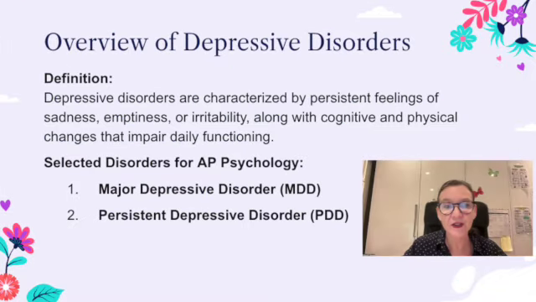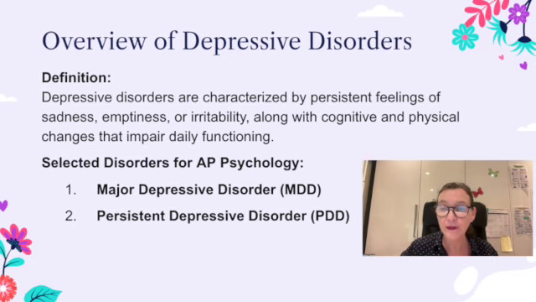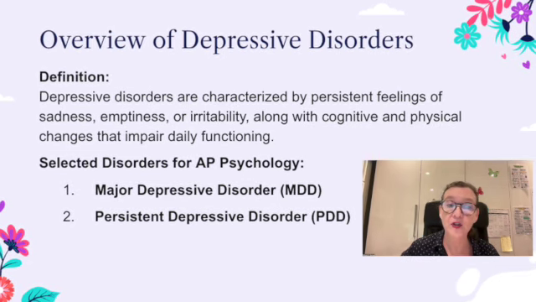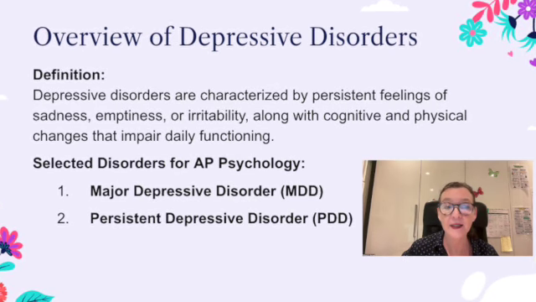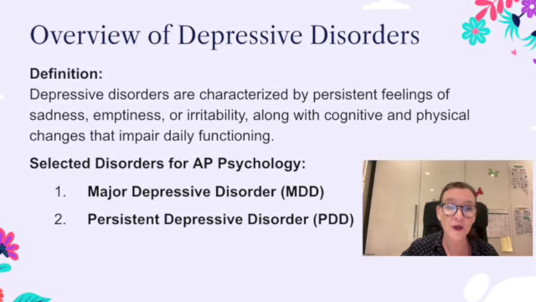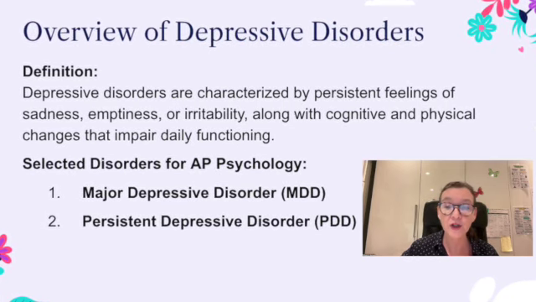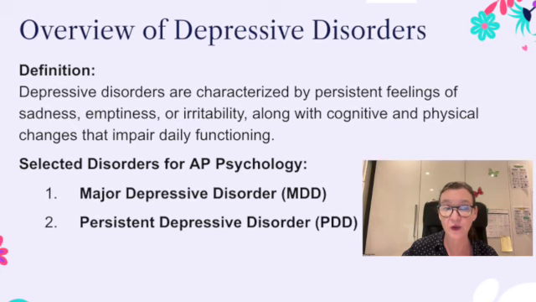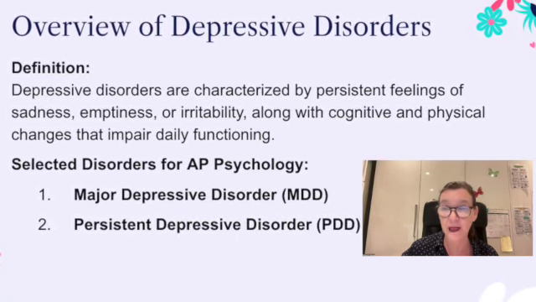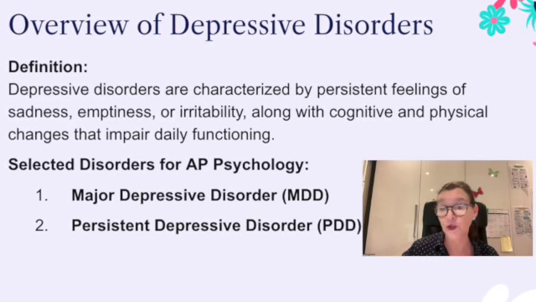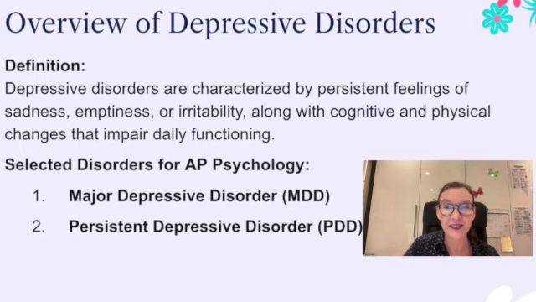So always good to start with a little overview. So let's look at the overview of depressive disorders. The definition is: depressive disorders are characterized by persistent feelings of sadness, emptiness, or irritability, along with cognitive and physical changes that impair daily functions. We're going to look at two specific disorders for AP Psychology. The first one is Major Depressive Disorder, or MDD, and Persistent Depressive Disorder, PDD. Let's go into detail about both of those.